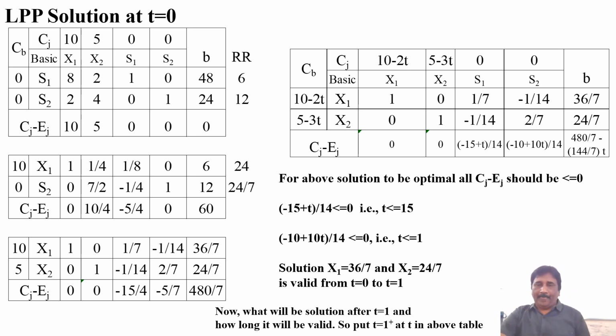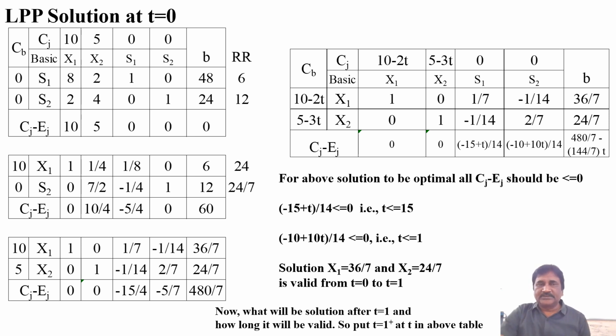Alright, now the question obviously will arise: what will be the solution when t exceeds 1? So what I will be doing now is substituting the value t equal to 1 and rewriting this solution. Just see here, my value will be 10 minus 2t, and t now is 1, so this will become 8, and this will be 5 minus 3 into 1, that will become 2. Same replacement here, this is 8 and this is 2, the rest is the same.